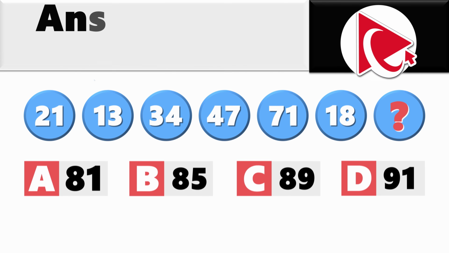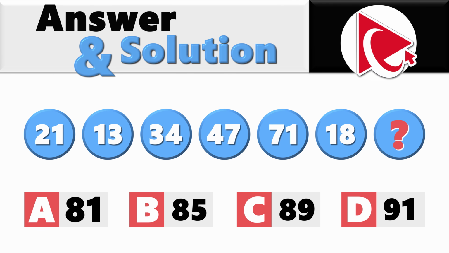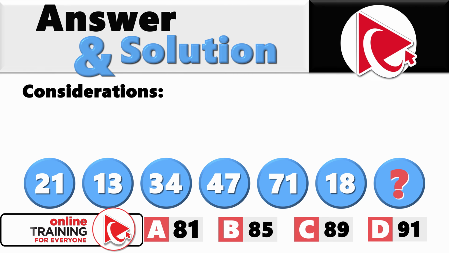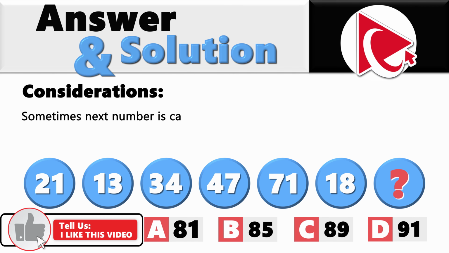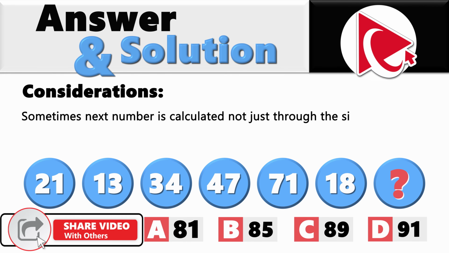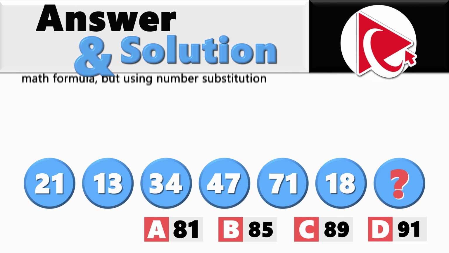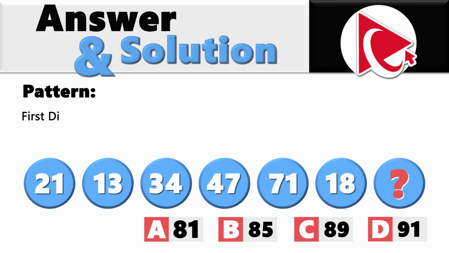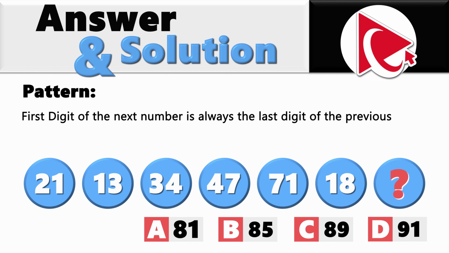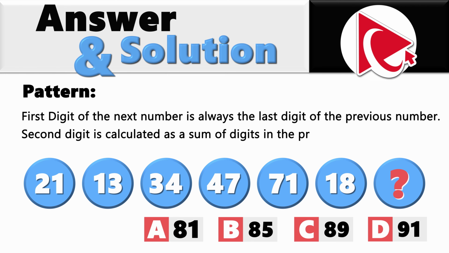The best way to solve these types of challenges is to think out of the box. And the key consideration here is that sometimes the next number is calculated not just through a simple math formula, but using number substitution. The pattern in this particular sequence is that the first digit of the next number is always the last digit of the previous number, and the second digit is calculated as the sum of digits in the previous number. Let's look at the example.